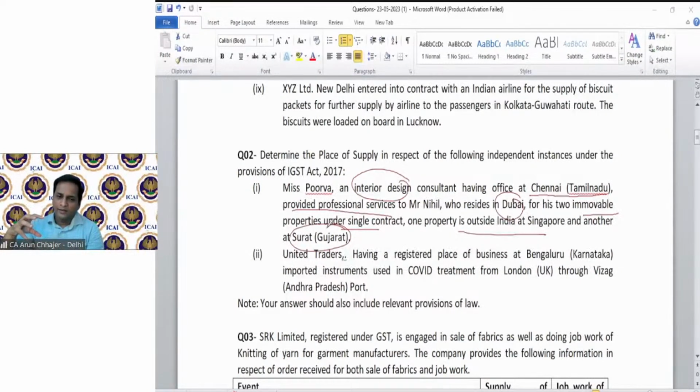Miss Purva, an interior decorator in Chennai, is providing the service to a person located at Dubai. Of the properties at which she is providing the service, one is in India, one is outside India. The contract is single. Then how would the place of supply be determined? Very important question, I should say.